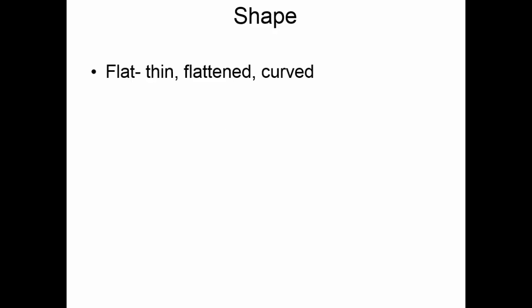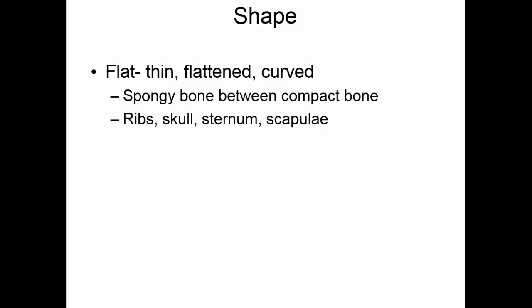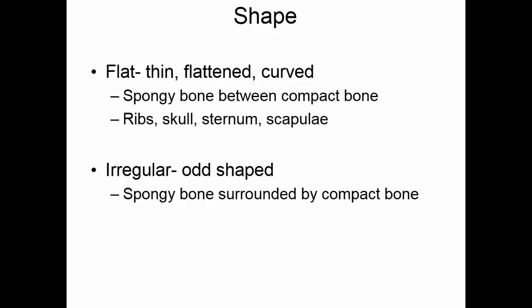Flat bones are thin, flattened, and slightly curved. They are also a spongy bone trapped between 2 compact bone layers. The ribs, the bones of the skull, the sternum, and the scapula are examples of flat bones. And finally, the irregular bones sort of defy classification. They don't fit into any of the other 3 because of their odd shape. They have a spongy bone interior with a thin layer of compact bone around them. The vertebra and the hip bones are examples of irregular bones.